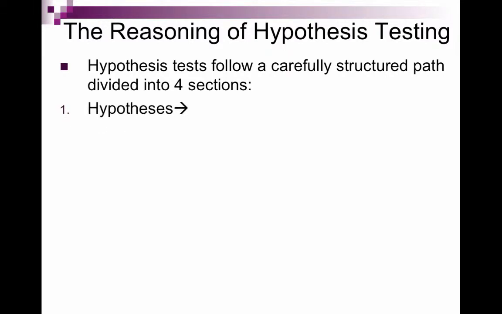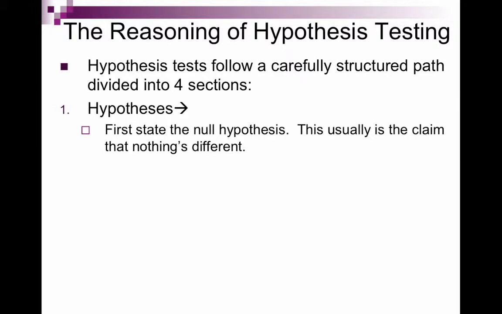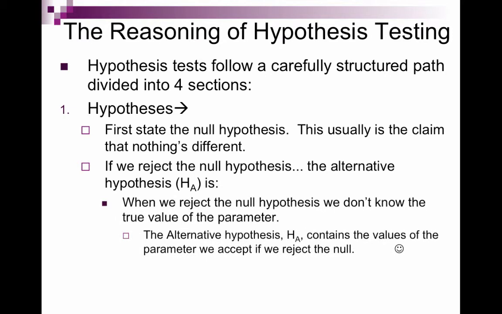The first section is the hypotheses. You first state the null hypothesis. This is usually the claim that nothing is different. Again, null meaning nothing. Nothing new, nothing different, nothing out of the ordinary. If we reject the null hypothesis, we find in favor of the alternative hypothesis H sub A. So this is when we reject the null hypothesis, but we still don't know the true parameter.